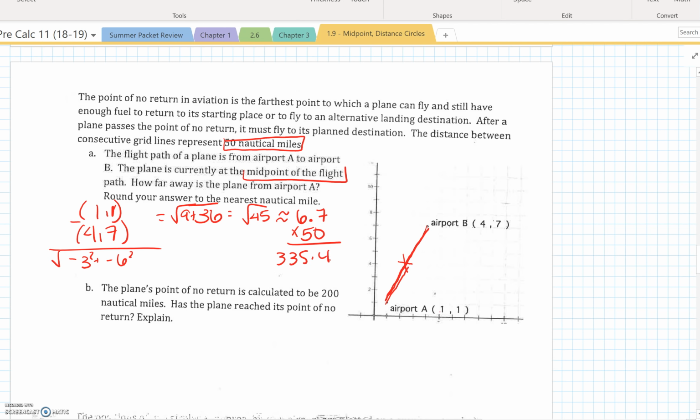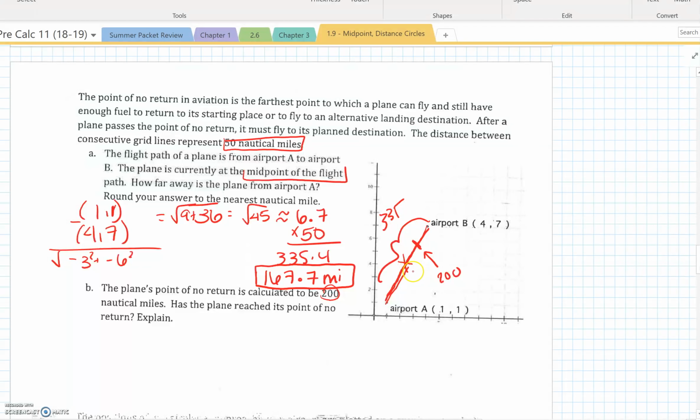Remember, this plane is at the midpoint, so if you divide this by 2, you'll see that the plane is about 167.7 miles away from the airport. The plane's point of no return is calculated to be 200 nautical miles. Has the plane reached its point of no return? And then explain. So at this point, it has not reached the point of no return. The point of no return for this plane is at 200 miles. So around here would be 200 miles because the whole trip has to be 335.